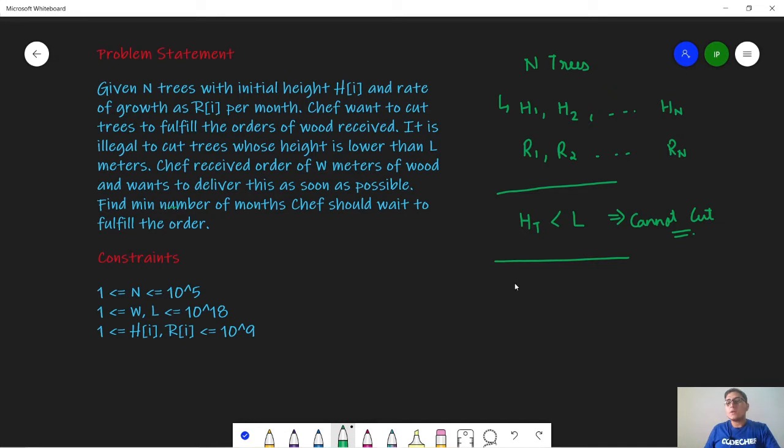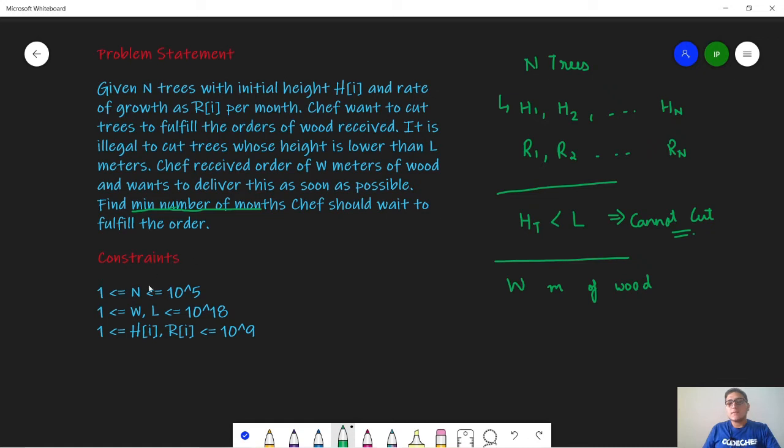Now, Chef has received an order of W meters of wood, and he has to fulfill this by cutting these trees. It might be possible that if he cuts all these trees, then he might not get W meters of wood. So he has to wait some months such that these trees grow and then finally when he cuts them, he will get at least W meters of wood. In the problem, we are asked to find the minimum number of months that the chef has to wait such that he can fulfill this order. Chef wants to fulfill this order as soon as possible.